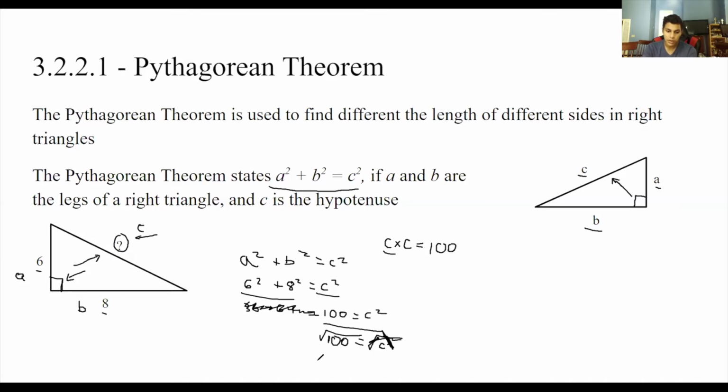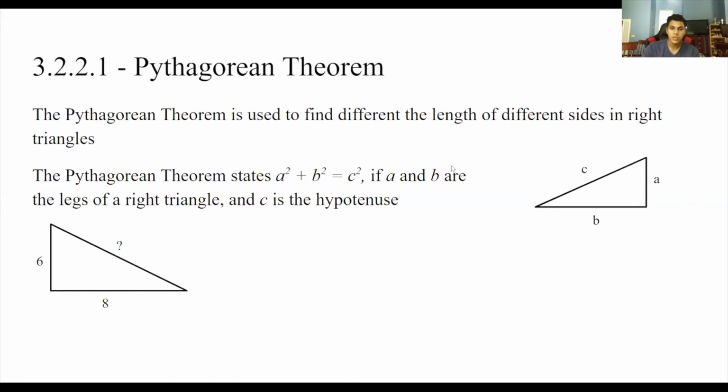So therefore, the square root of 100 should equal c. And you have to use square root here in order to find the value of the side. So I have the square root of 100 equals c. And so now if I just know my square roots, then the square root of 100 is 10. So therefore, 10 equals c. And the length of my hypotenuse is 10 units long.